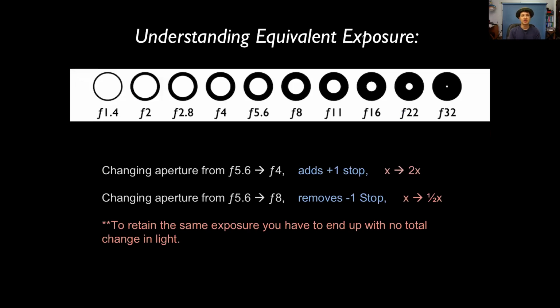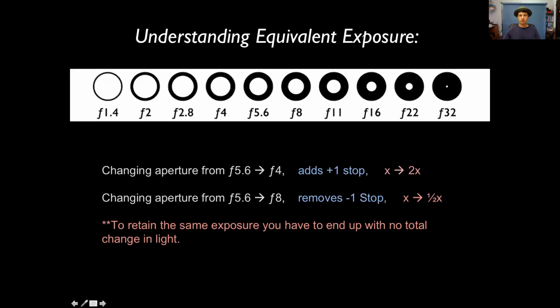So here's another way of looking at the same thing. If we're thinking about our aperture scale up top here from f1.4 to 2 to 2.8 to 4 and so on all the way up to f32, we see that resulting change. So let's look at just aperture specifically when we're talking about exposure changes and stops. If we are changing the aperture from f5.6 to f4, we're adding one stop of light because we're opening our aperture up, so more light's coming to the camera.